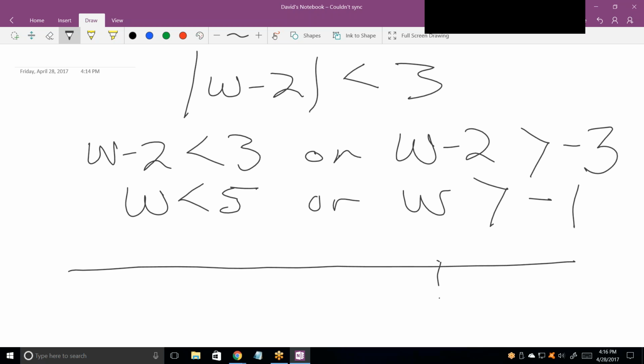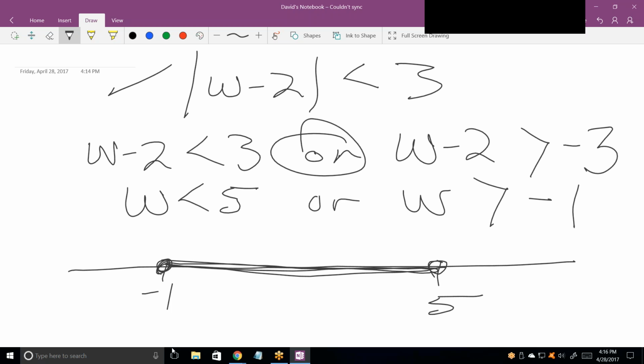Now, these are both open circles. And it's this region in here. Now, this can get a little tricky. When you have this absolute value, it definitely means this is an OR. It's not an AND.